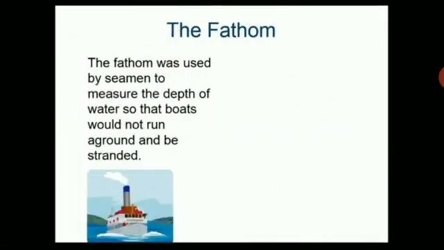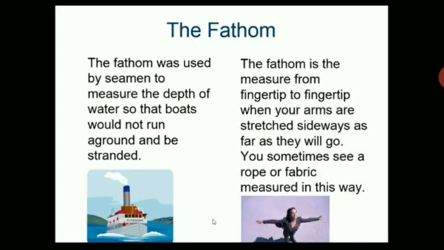There are some other measurements where body parts were used, especially in the ancient days. These are not given in your book, but it's better to have some knowledge about them. So let's know about them. The fathom. The fathom was used by seamen to measure the depth of the water so that boats would not run aground and be stranded. The fathom is the measure from fingertip to fingertip when your arms are stretched sideways as far as they will go. You sometimes see a rope or fabric measured in this way.